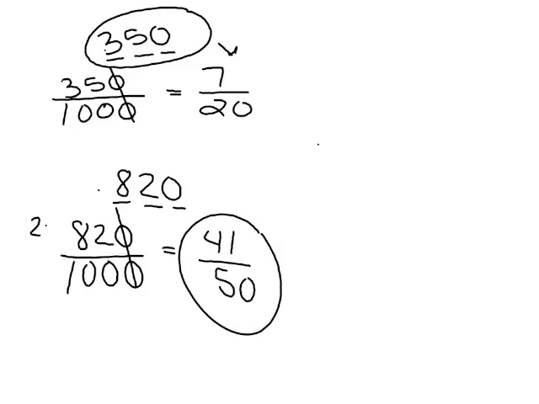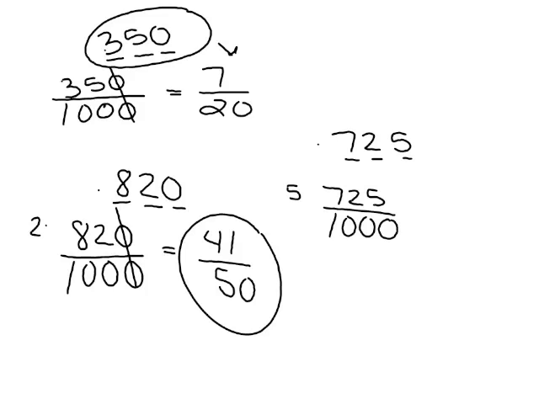If I have 0.725 and I want to convert that into a fraction. So 1, 2, 3 places. So I need 3 zeros. They're both divisible by 5. They're probably divisible by a larger number. Let's try 25.